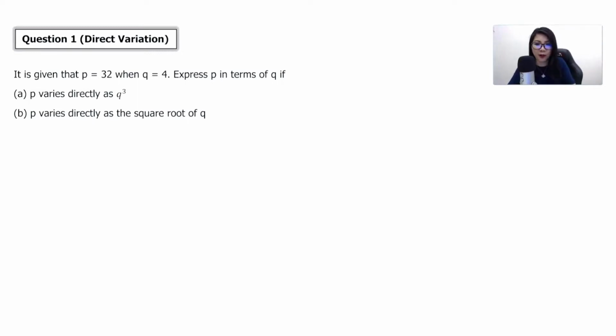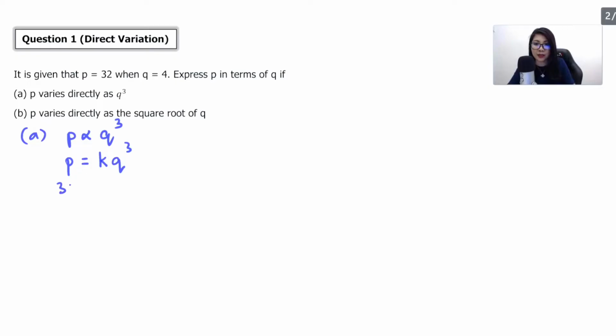Now let's solve for A first. P varies directly as Q cubed. So we write it in this form. After that, we're going to change it into equation form, so P equals, remember to multiply by a constant K, Q cubed. After that, we're going to substitute the values of P and Q into this step.